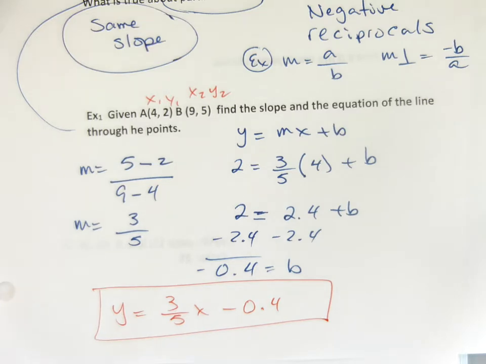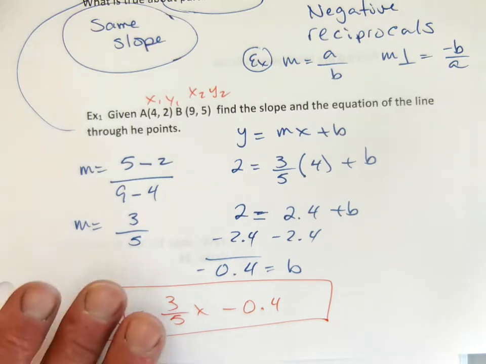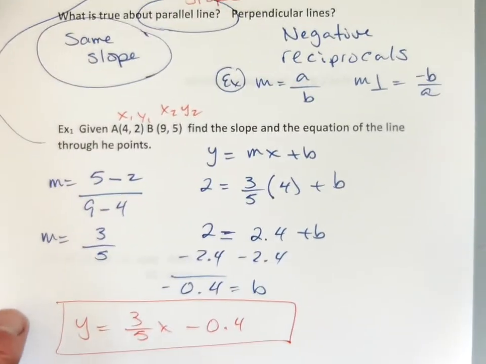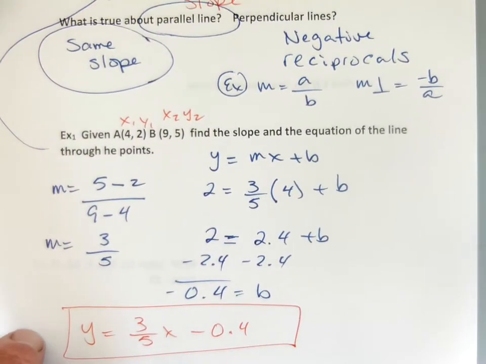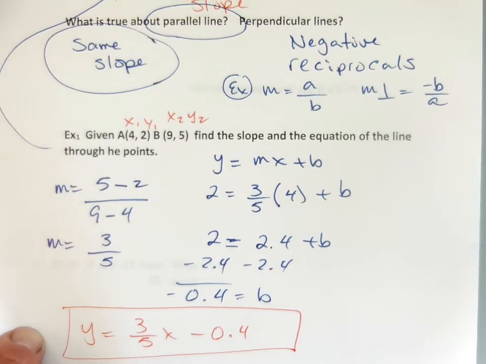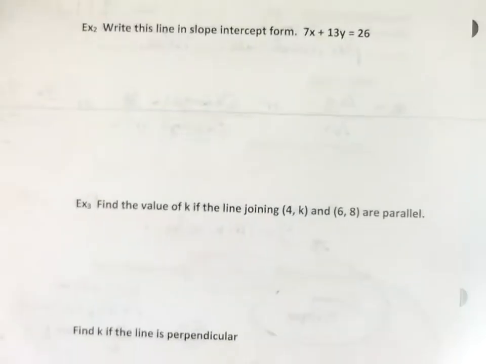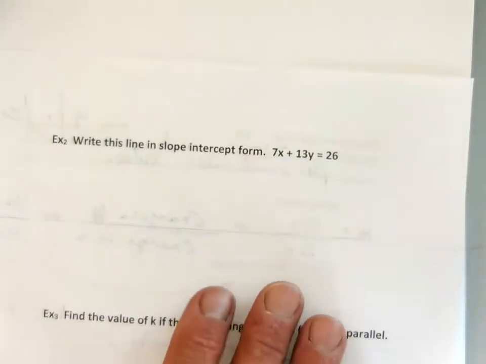Thumbs up? Awesome. Easy, okay? This is just Algebra 1 stuff, right? Algebra 2 stuff, right? So it's not bad, okay? All right, turn the page.